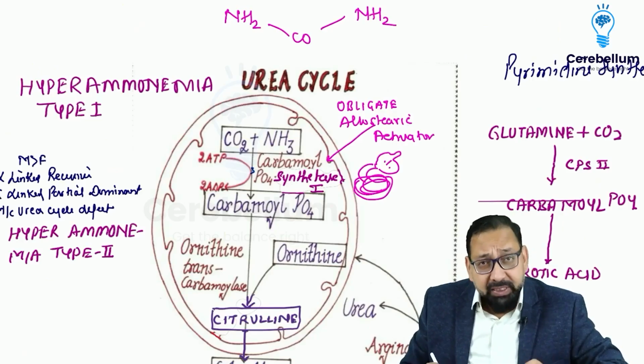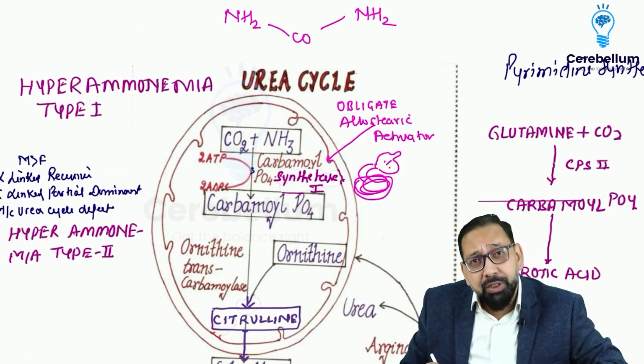Now we come to the urea cycle. I told you that ammonia is converted to the less toxic form, urea. The urea cycle occurs in both mitochondria and cytosol. The first step occurs in mitochondria.